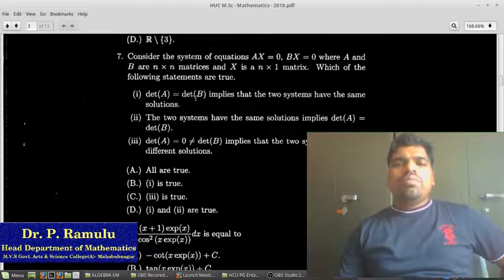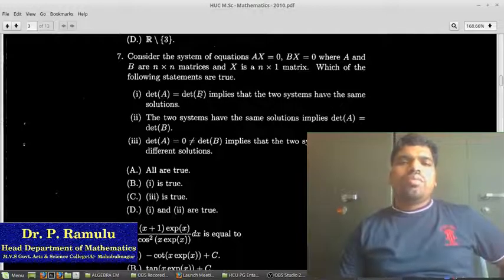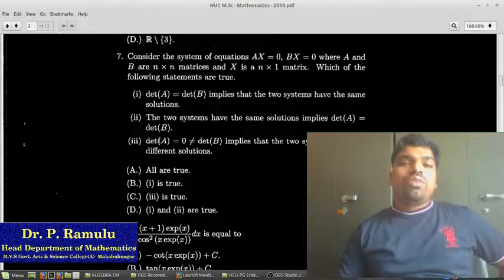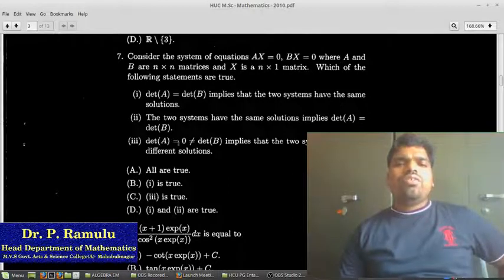Determinant of A equal to determinant of B implies that two systems have same solution. Second one, the systems have same solution implies that det A equal to det B. Third, det A equal to 0 and det B not equal to 0 implies that two systems can have different solutions.